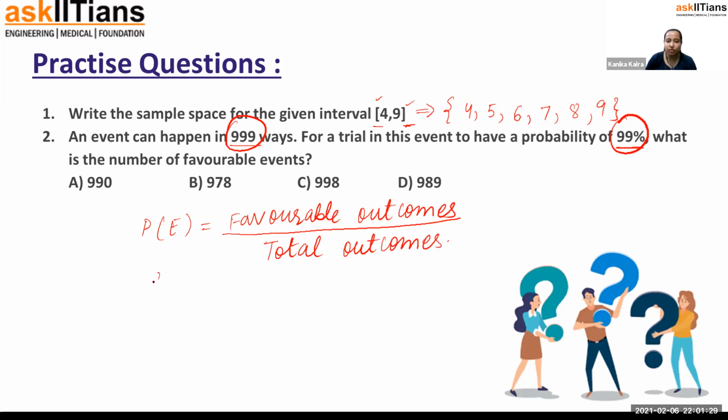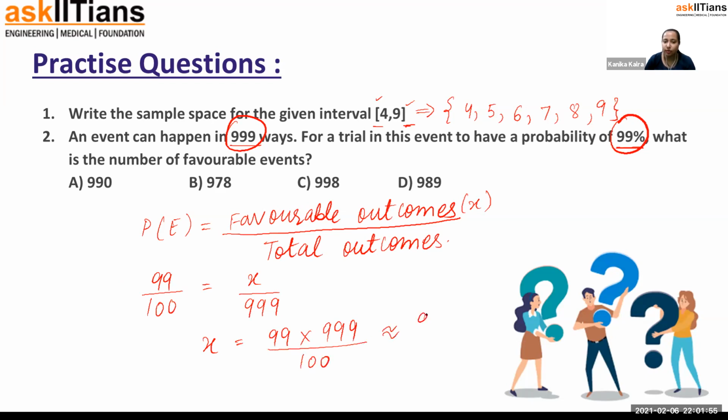So the probability is given to you as 99%, that is 99 over 100. The favorable outcomes we need to calculate, so let's take it to be X as of now. And total outcomes are given to you as 999. So X would be equal to 99 into 999 divided by 100. So this would be approximately equal to 989. So the answer would be D. Upon calculation, you will get approximately 989.01, so the approximate value would be 989 as per the options given to you.